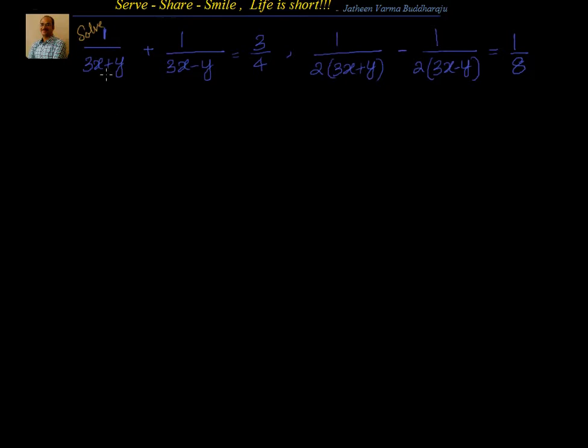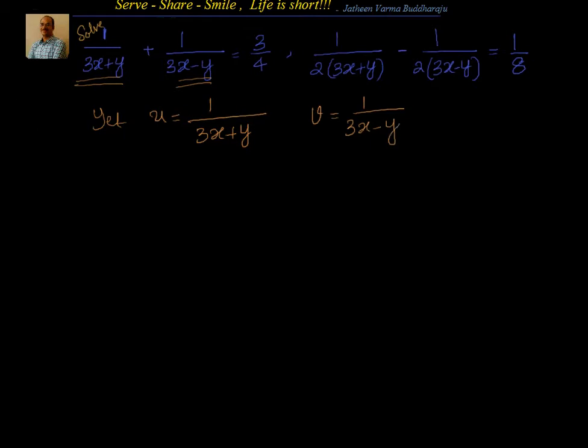We have been given 1/(3x+y) + 1/(3x−y) = 3/4, and also (1/2)·1/(3x+y) − (1/2)·1/(3x−y) = 1/8. So first step, I will convert these variables in the denominator to variables in the numerator by substitution. I will say let u = 1/(3x+y) and v = 1/(3x−y).